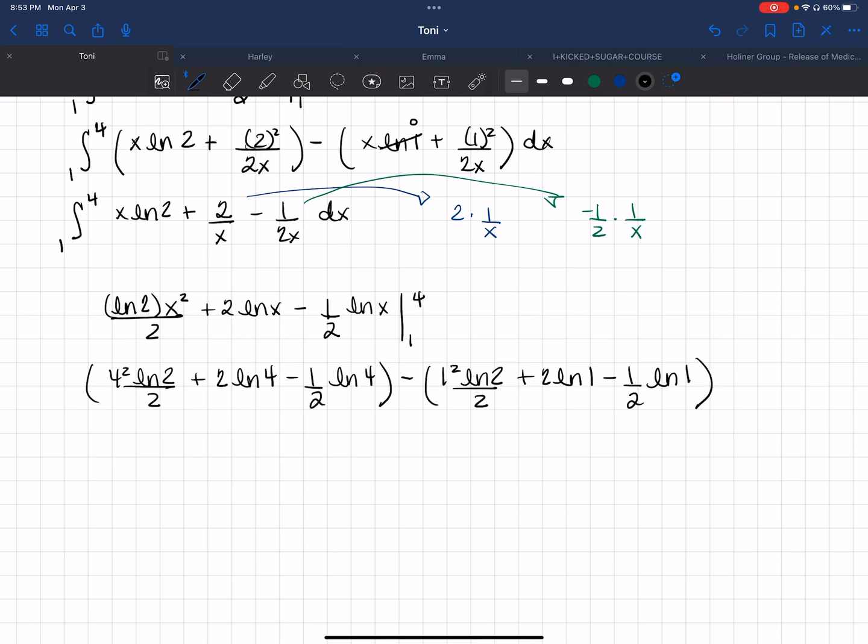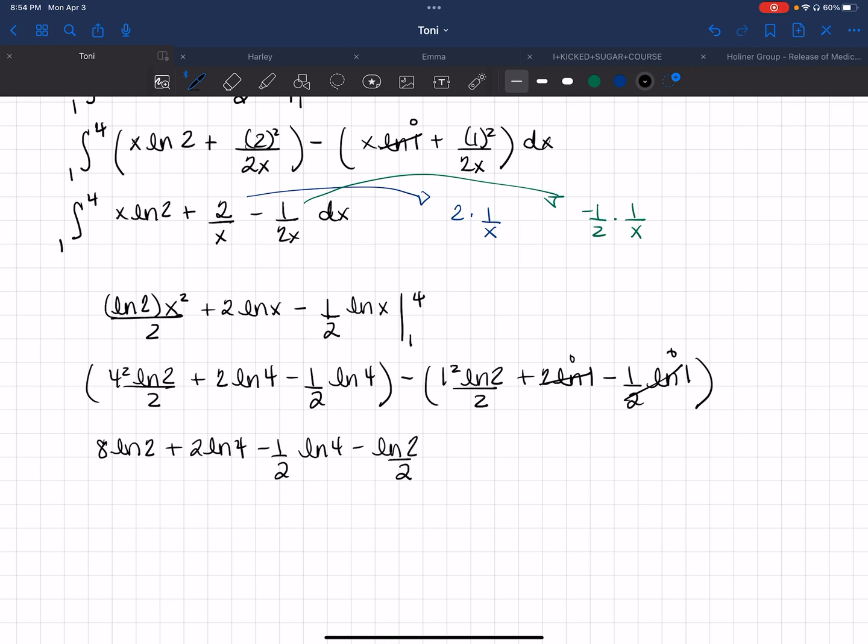Okay, well, as we stated before, the things that have natural log of 1 in it, they're going to zero out. That does help us a little bit. That gives me 16 natural log of 2 over 2, which gives me 8 natural log of 2 plus 2 natural log of 4 minus 1/2 natural log of 4. And then all of that is minus natural log of 2 over 2.